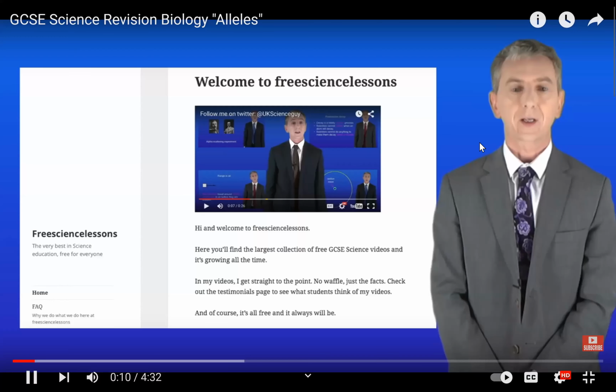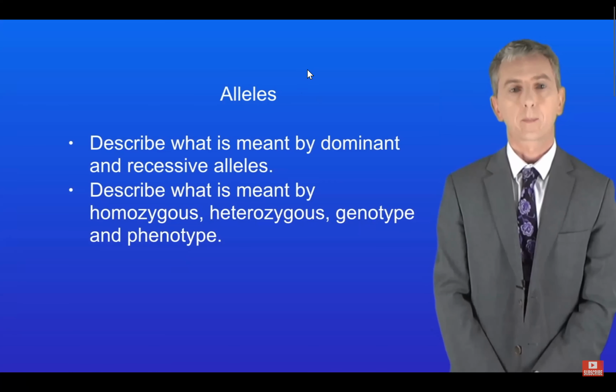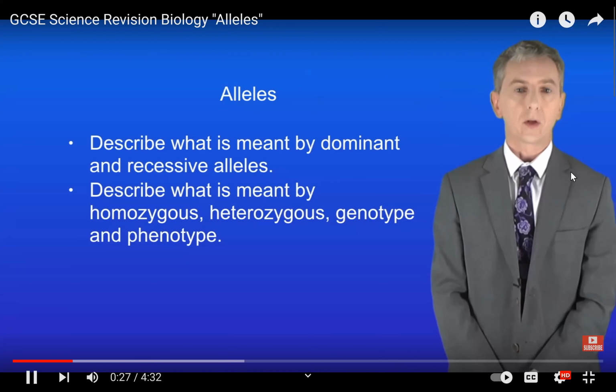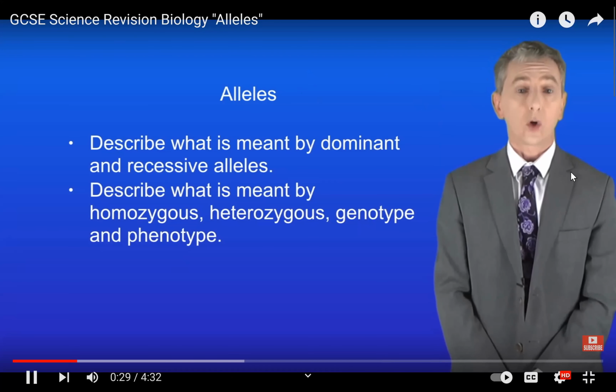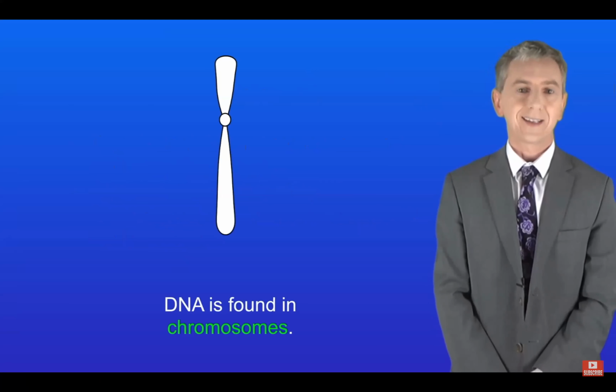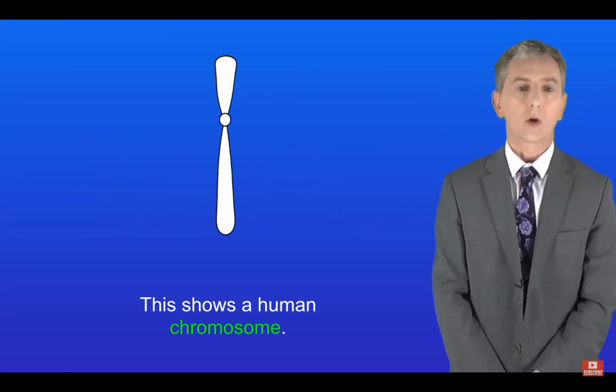Hi and welcome back to freesciencelessons.co.uk. By the end of this video, you should be able to describe what's meant by dominant and recessive alleles. You should then be able to describe what's meant by homozygous, heterozygous, genotype and phenotype. Now this video does contain a lot of definitions and it's really important that you learn them. I would suggest that you watch this video several times until you're happy with the ideas. In previous videos, we've seen that DNA is found in chromosomes, and I'm showing you here a human chromosome.